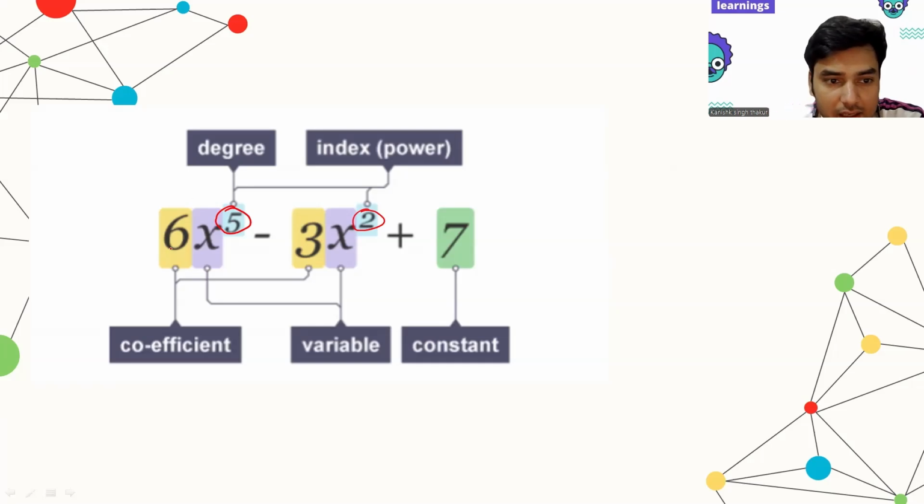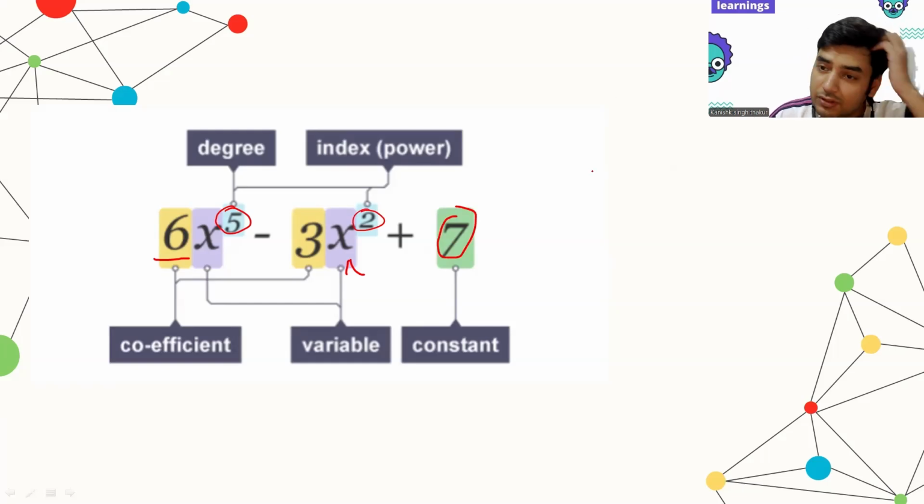Now these things are called coefficients of your variables, and obviously x is a variable, and each of these is a term, and this 7 is a constant. You must be knowing it from the earlier classes.